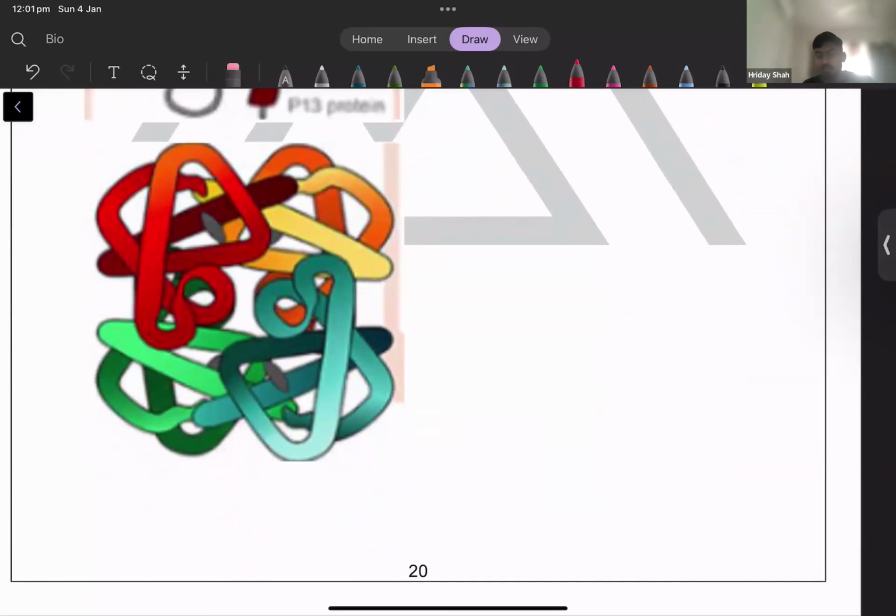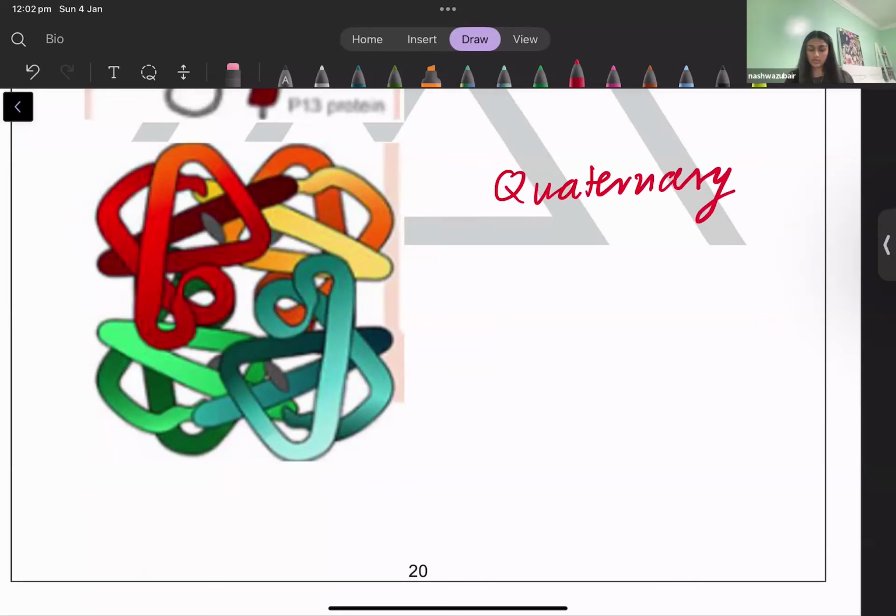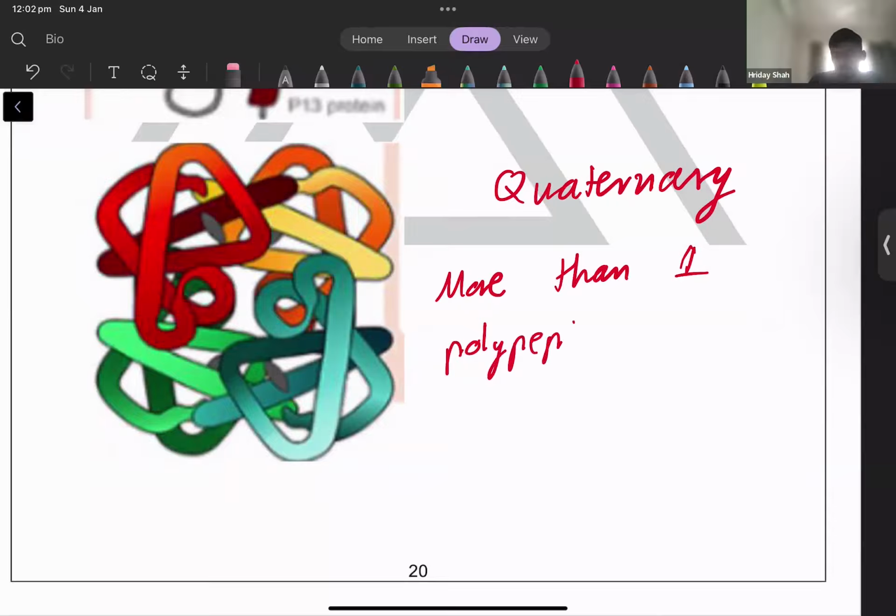Now, if you have a look at the diagram below it, what does this one represent? Quaternary. Quaternary, good. And what's our reasoning? It has more than one polypeptide chain. How many does it have? 4. Yes.